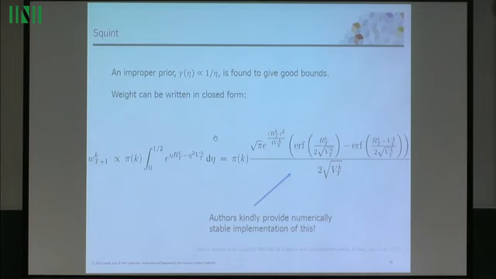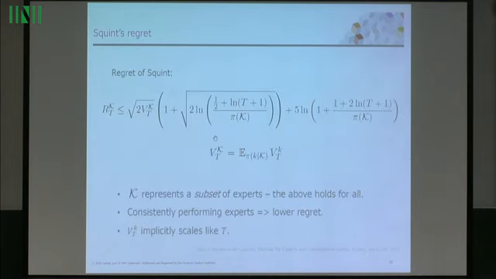What's interesting about this? I think the most interesting thing is the form of the bounds. This regret here is the regret on some subset of experts, and this is true for all subsets of experts. This is kind of ignorable, but the really interesting thing is this term here. We've got this root of 2 V_T^K, and this is our expected variance, the variance being the squares of the residuals.